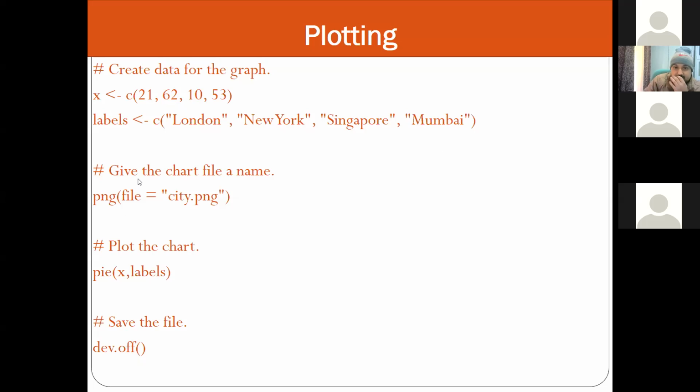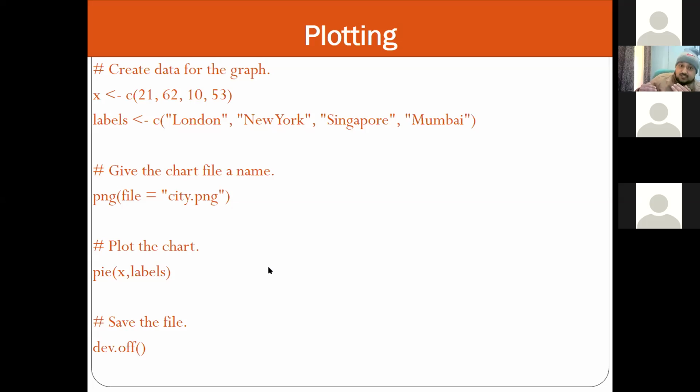Then we have to give some chart file name. We mention PNG, so we store the chart in PNG form, with file equal to cd.png. Okay. Then we plot the chart. For example, we just plot the pie chart. Then we mention pie, with the first variable and second variable, x and labels.